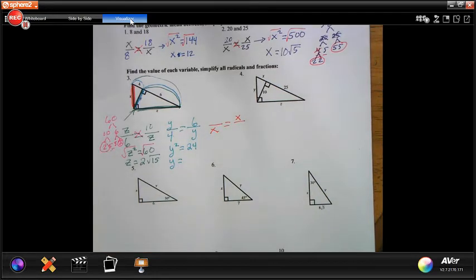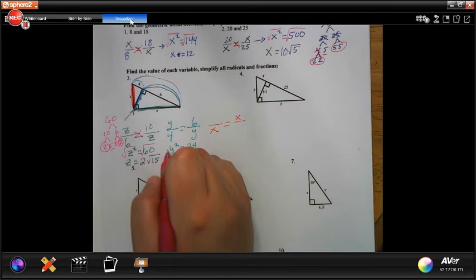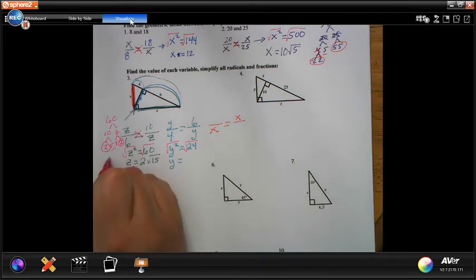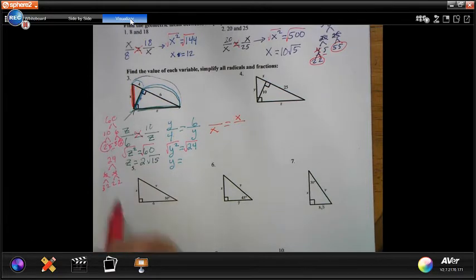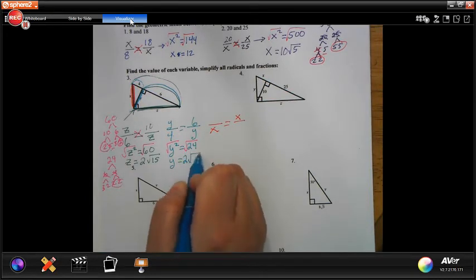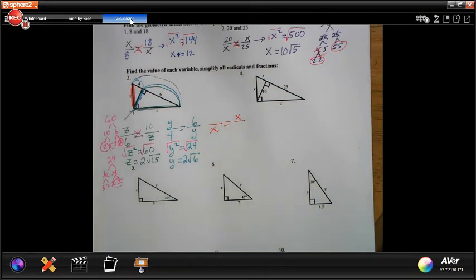So when I square root 24, it was 6 times 4. 4 is 2 times 2, and that one is 3 times 2. Pair of 2's break out. 3 and 2 left behind.